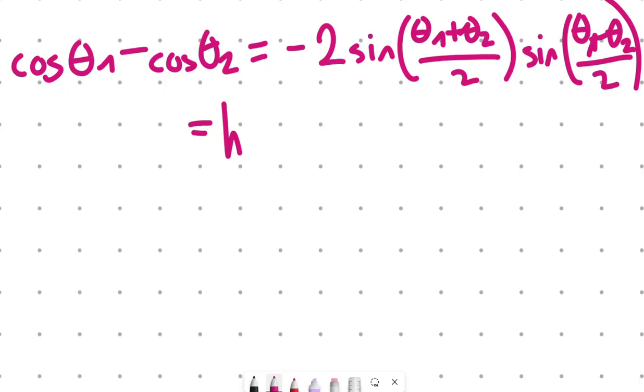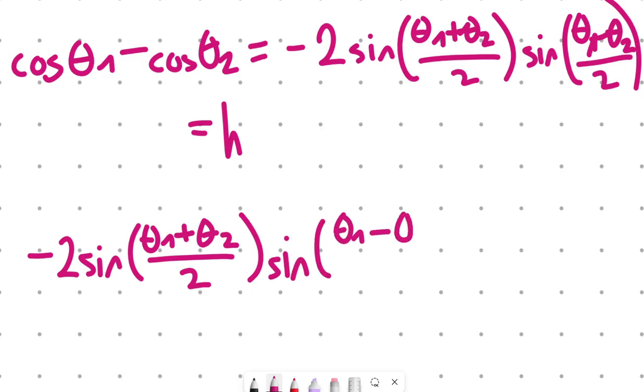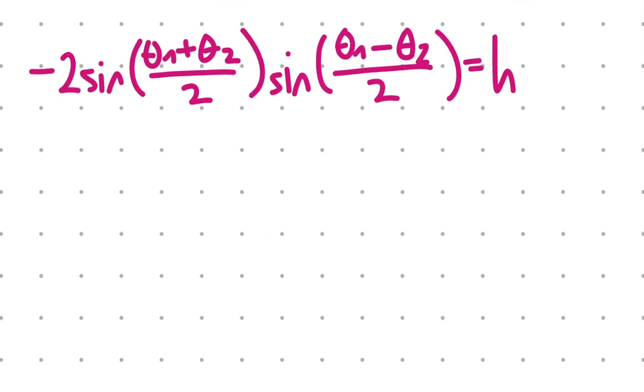Now, what we're going to do is solve this equation. So the equation is negative 2 sine of (theta 1 plus theta 2) over 2 times sine of (theta 1 minus theta 2) over 2 is equal to h. And we're not going to solve for h because it is already solved. We just want to solve for sine of (theta 1 minus theta 2) over 2. And the reason why will come in a second.